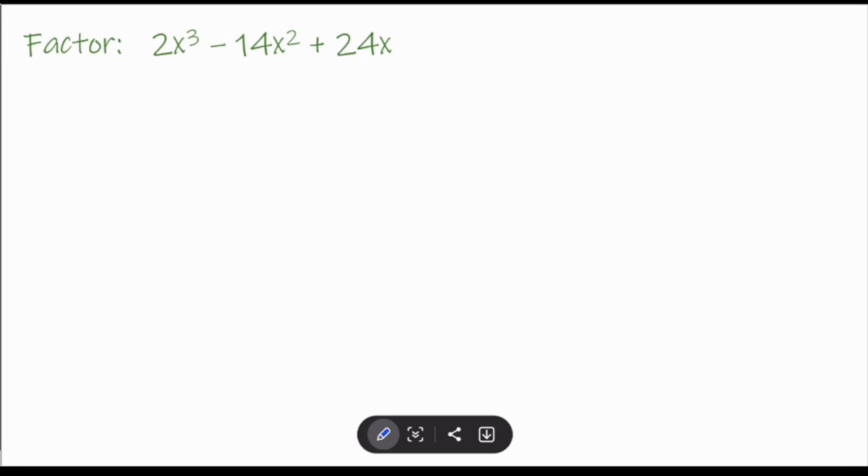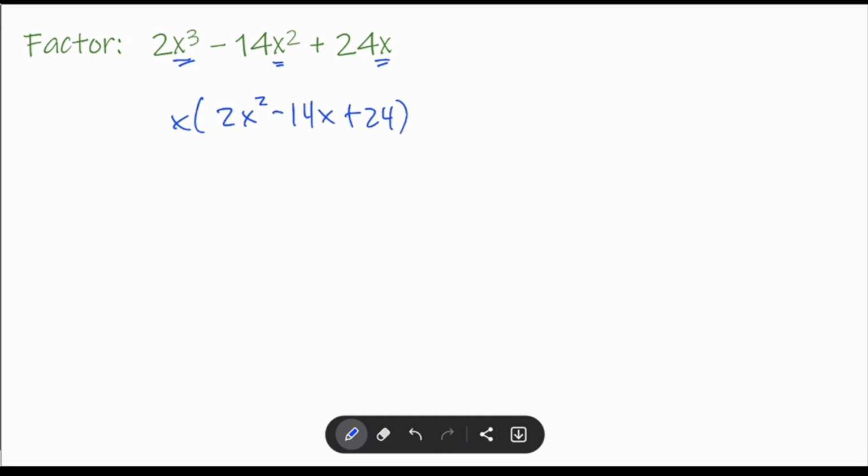All right, so how do we factor this polynomial expression? It's a third degree polynomial since the highest exponent is cubed. Here in this case it has a common x, so we can take out the x. It will be like this: x times 2x squared minus 14x plus 24.